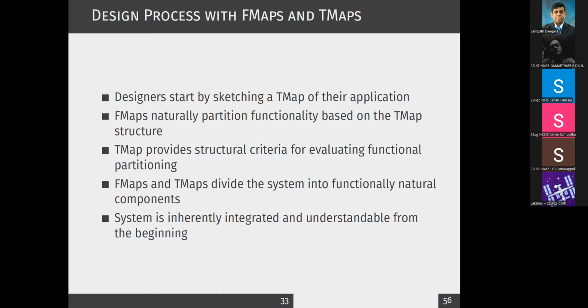Remember, I told you a complex software system is made out of multiple components. But the problem is, how do you divide the components, right? So when you have the type maps and functional maps, when you look at both, you will realize what should be the natural partitioning of this, right? Then if you follow that, the idea is you are making minimal errors.